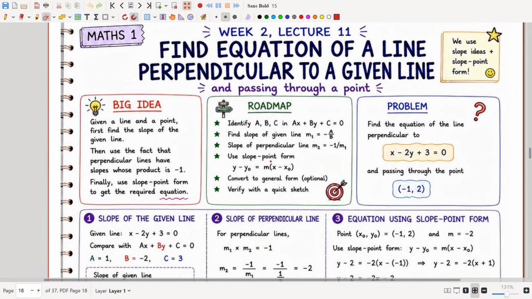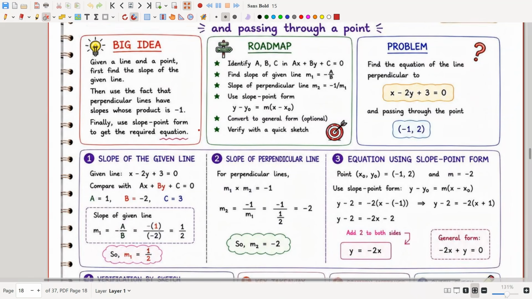So let's see. We are going to find the equation of a line perpendicular to a given line. This line is given and we are going to find the equation of this line, and it is passing through a point. So in this concept, the point slope formula will be useful, and this condition m1 m2 is equal to -1 will also be useful for us.